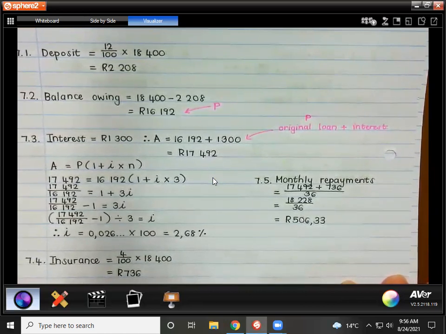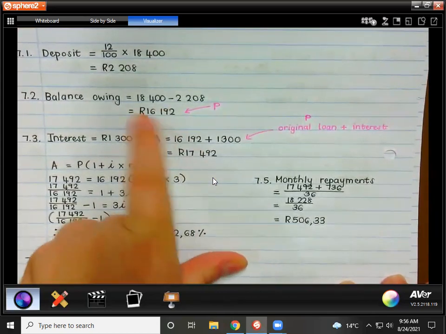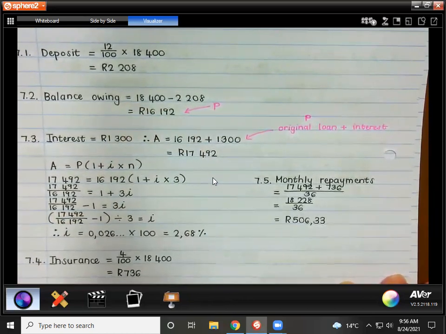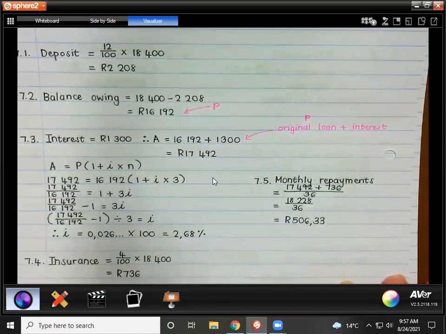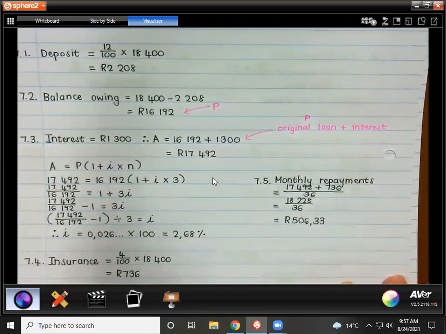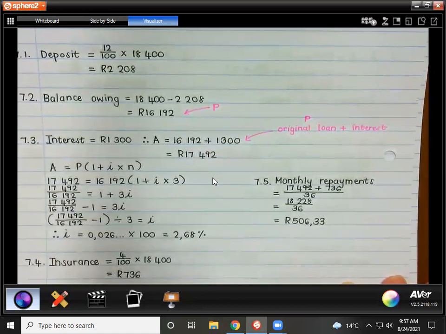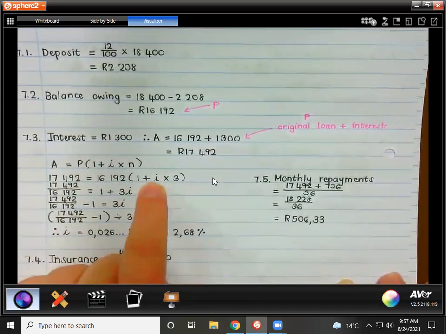Okay, so using that, we can calculate that A is going to be P, which is our answer from the previous question. The balance owing, the loan that we're actually taking out from Joshua Door, the amount that we owe them, plus the interest that they gave us in the table. So this is actually our A value, 17,492 Rand. Now, if we have our A value, we have our P value, and we know that N is 3 years, then we can calculate the interest rate.